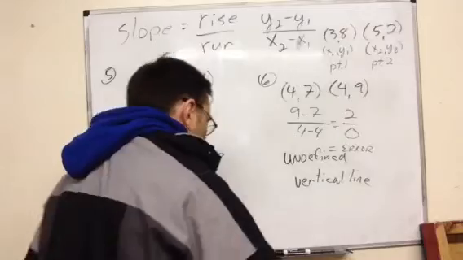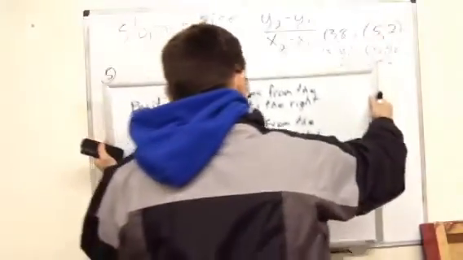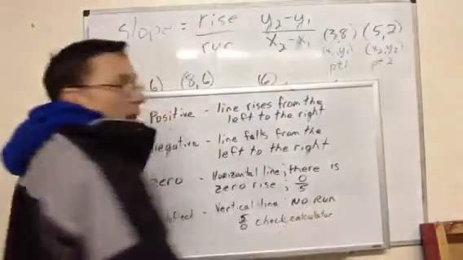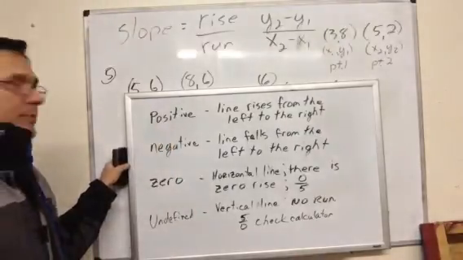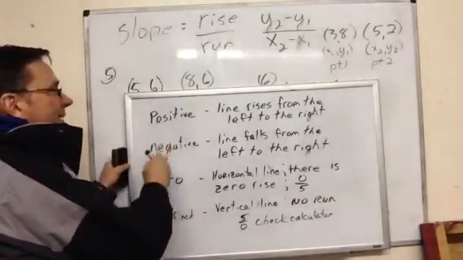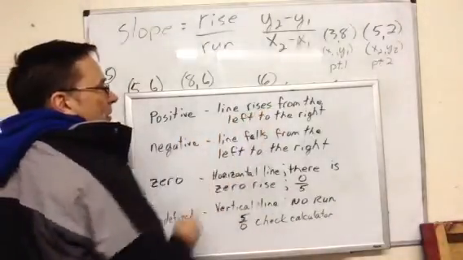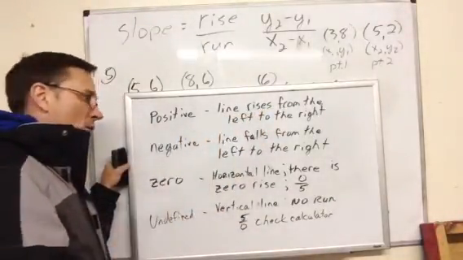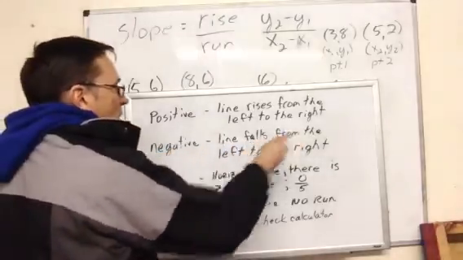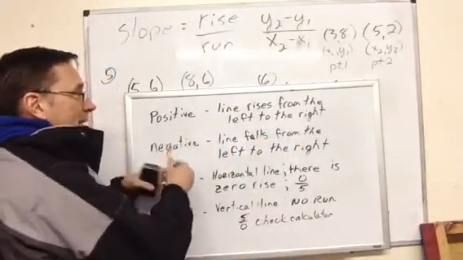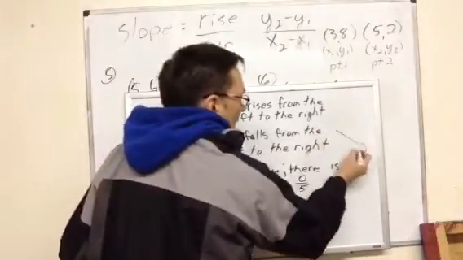So to review, here's this review. 4 kinds of slopes. A slope is positive if the line rises from the left to the right. This is kind of going back to the graphs. Negative slopes. Line falls from the left to the right, so it's going down. This one's going that way.